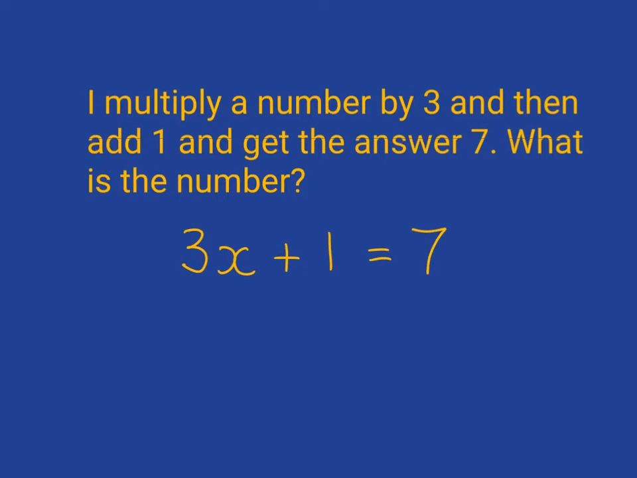Can you think what the number might be? What number, when multiplied by 3, and then you add 1 to it, gives you the answer 7? Hopefully you can figure that out in your head, that the answer has to be 2, because 3 times 2 is 6, plus 1 gives you the 7.